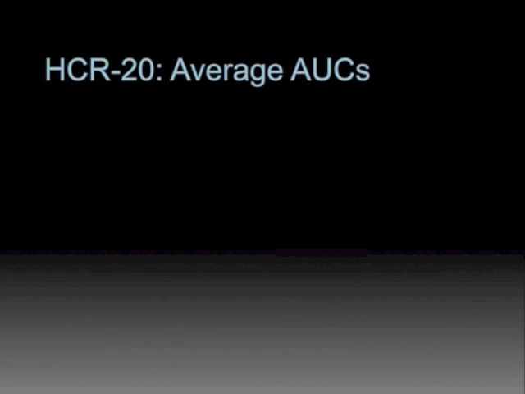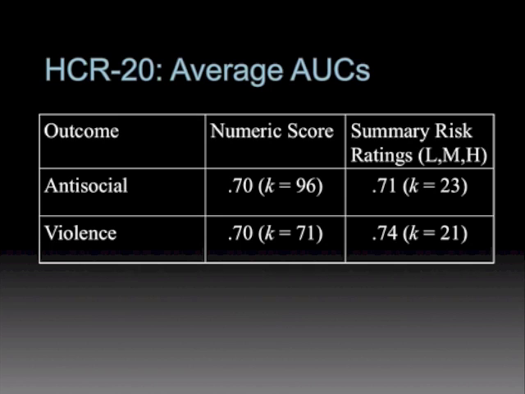So what she found, in fact, was that if you look at the top row here, these are what we call areas under the curve, just a statistical index. The closer to 1, the better. So these are moderate to large strength effect sizes. With antisocial behavior generally as the outcome, the summary risk ratings perform as well as if you just add up the risk factors.